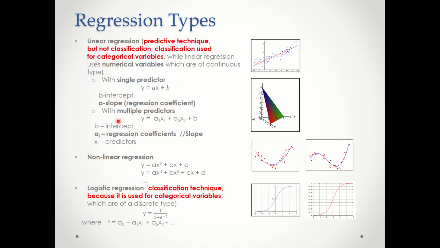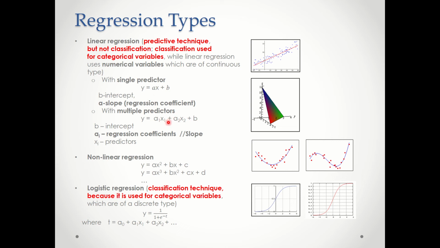And say if we have multiple predictors, what would be the only change if it is linear multiple? That means if we have multiple attributes, what we have to do is a1 x1 plus a2 x2. So this x1 x2 are the various attributes, and a1 a2 will be the regression coefficients, and b will be the slope. So when we are performing this linear regression, if we want to find out the target variable y, our aim is to find out the intercept and the regression coefficients.